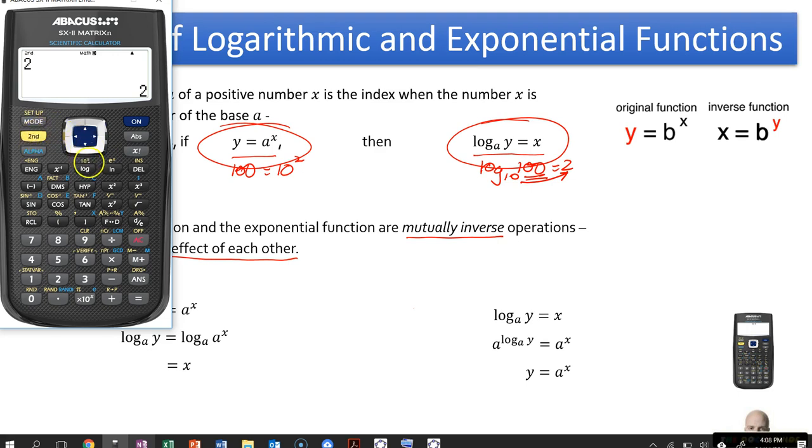So that will be second 10 to the x. I want 10 raised to the power of 2, which happened to be our answer there. 10 to the 2, as we saw up above, is 100. And if I took log to base 10 of that answer, the 100, then I get back to my 2. So the operations cancel each other out when they're done in succession.